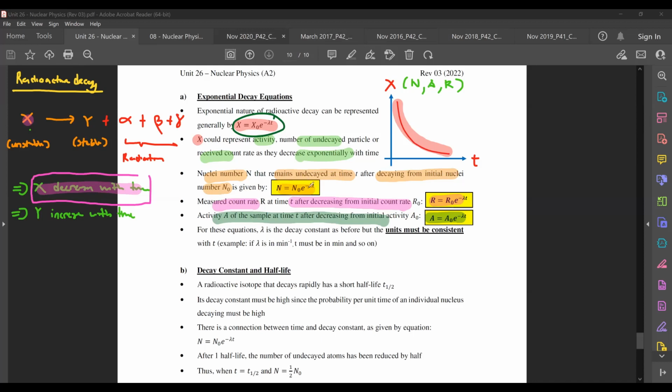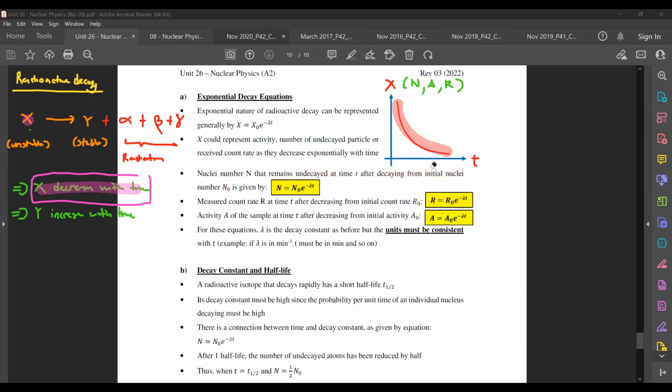One thing I should probably mention is that your lambda here is again your decay constant, your t is the time that has passed, and your n naught or r naught or a naught or x naught is basically the initial value at time t equals 0. And from there, there's just this last part.